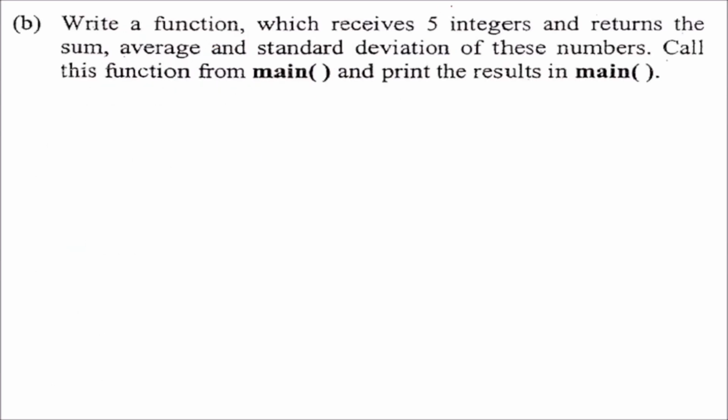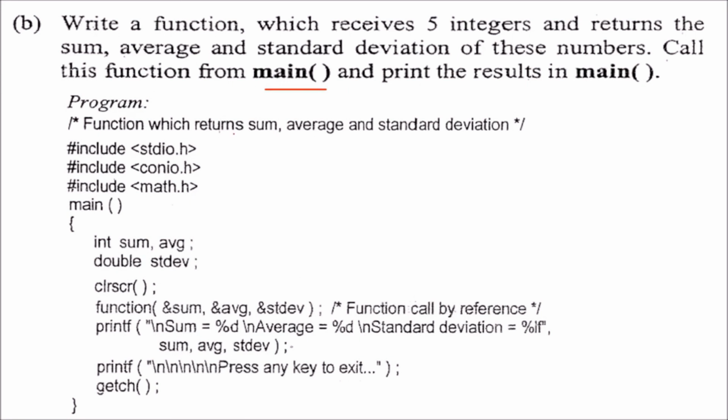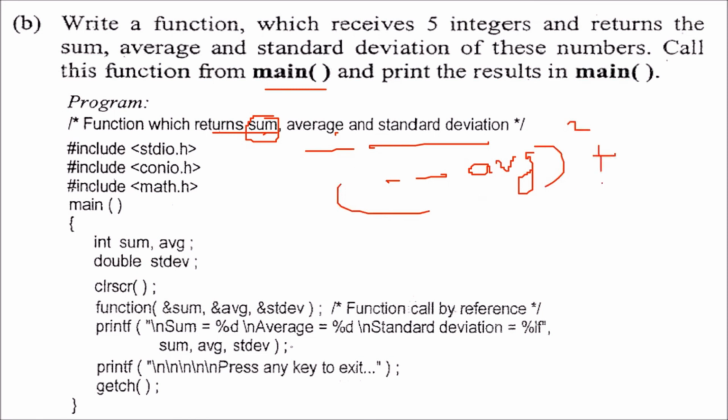Write a function which receives 5 integers and returns the sum, average, and standard deviation of these numbers. We call this function from main and print the result in main. So we have to find the sum, average, and standard deviation. Sum is simply adding the numbers. Average is adding them and dividing by the number of values. Standard deviation is simply taking every value, subtracting it from the average, squaring it, adding them all, and then taking a square root. This is how we'll do it.